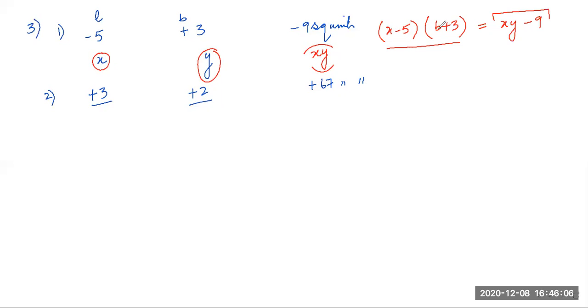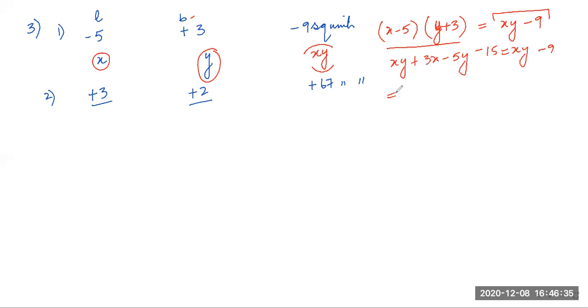I'm sorry, this is not b. This is y. Breadth is y. I'm so sorry. So breadth is being increased by 3. I thought the breadth is b. So this will be multiplied with x. So xy plus 3x minus 5y minus 15 is equal to xy minus 9.